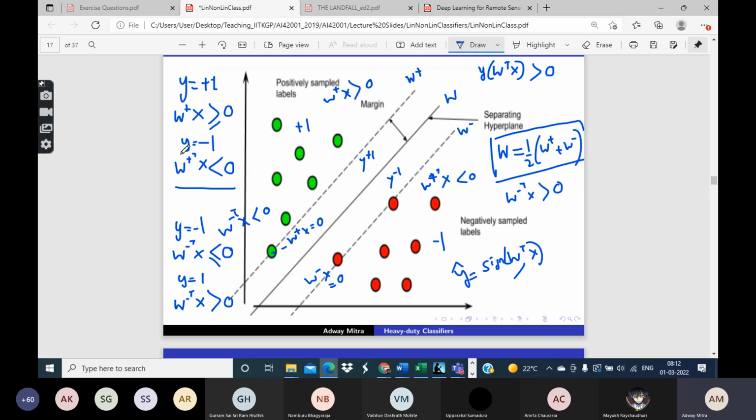So if this condition holds, then we can say that all the points have been correctly classified.